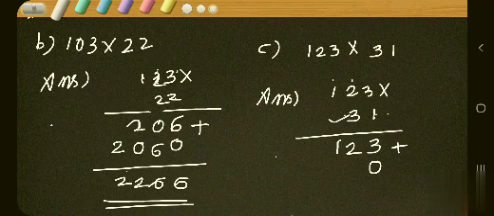Now 3 into 3. 3 3s are 9. Then we have to multiply 3 into what? Yes, 3 into 2, 3 2s are 6. And finally, which numbers have to be multiplied? 3 and 1. 3 into 1, 3. Now just add. 3 plus 0, 3.